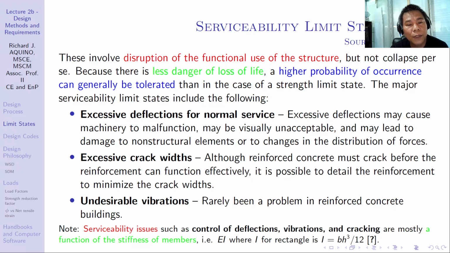Take note that excessive deflection for normal service, caused by machinery malfunction, may be visually unacceptable, and may lead to damage to non-structural elements or to changes in the distribution of forces. Also, for excessive crack widths, although reinforced concrete must crack, take note, reinforced concrete must crack before the reinforcement can function effectively. It is possible to detail the reinforcement to minimize the crack widths.